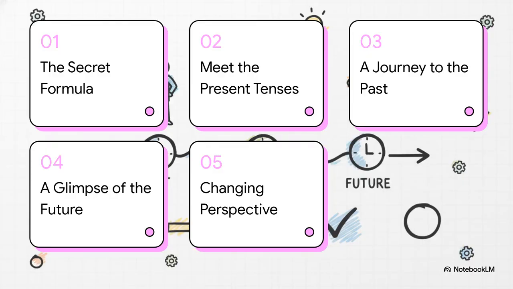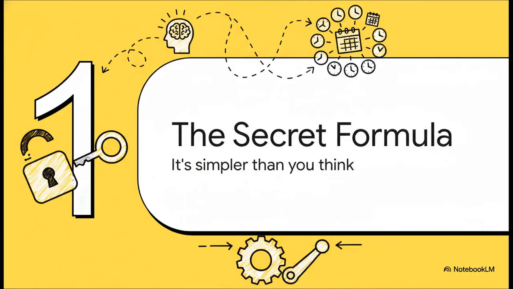So here's our game plan for today. We'll start with that secret formula I mentioned. Then, we're going to meet our tenses animators in the present. After that, we'll take a little journey into the past, get a glimpse of the future, and finally, we'll look at a cool way to change your perspective. Let's dive right in. Okay, let's get to the good stuff.